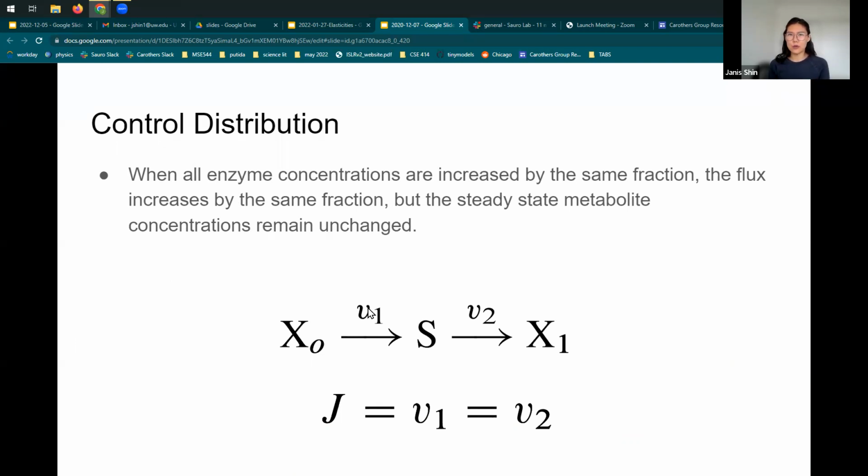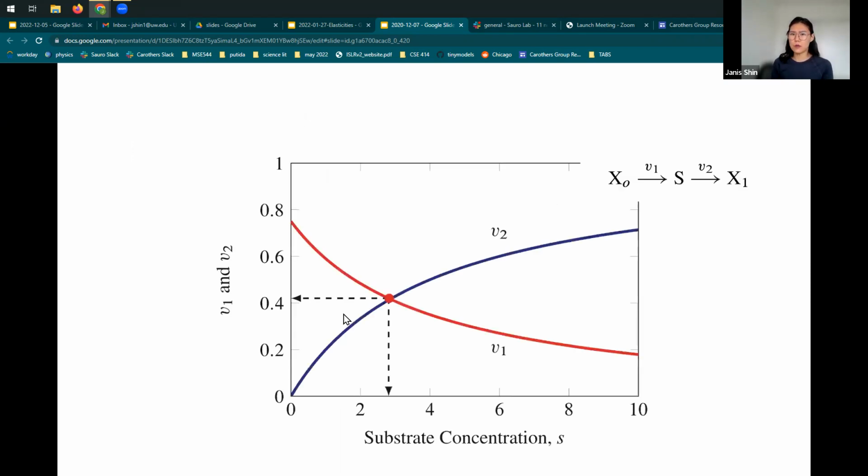So my example will be this 2-step pathway here. In this 2-step linear pathway, the boundary species are X0 and X1, and those are fixed. Those concentrations don't change. And we know that, therefore, the flux is equal to the reaction rates V1 and V2 because it's a linear pathway. So here, when we plot the two reaction rates, V1 and V2, not that they're added together, but both of their values are reflected on this axis.